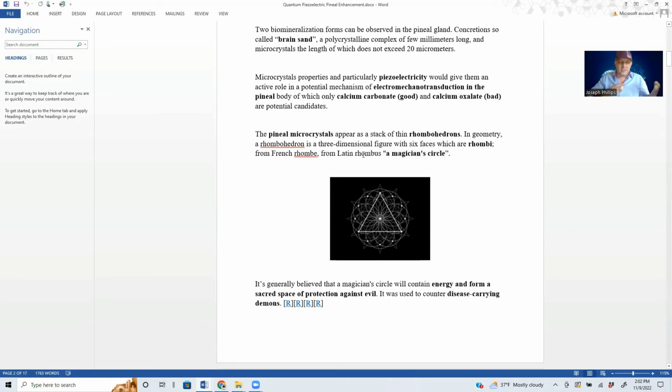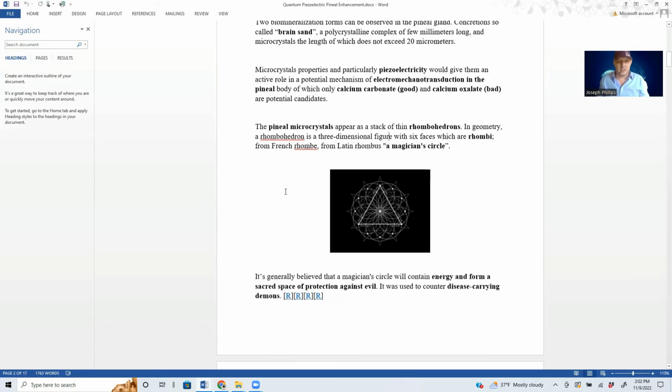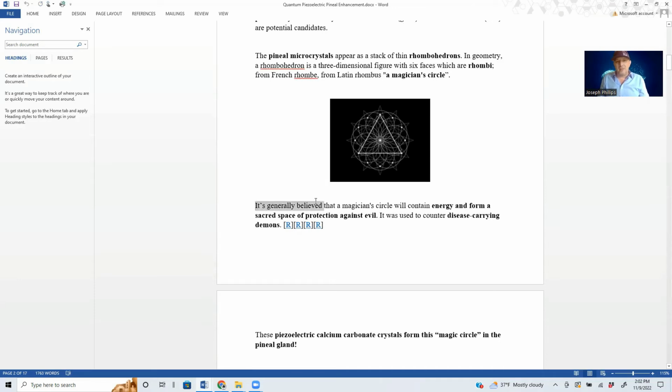This isn't some mythology or some esoteric knowledge here. These are just hard facts. The word translates into a magician's circle. And it's generally believed that a magician's circle will contain energy and form a sacred space of protection against evil. So they did use this stuff back in the day, the magicians and such. I'm not into any of that kind of stuff. But what I found really interesting is that the reason they did it was to counter disease-carrying demons.